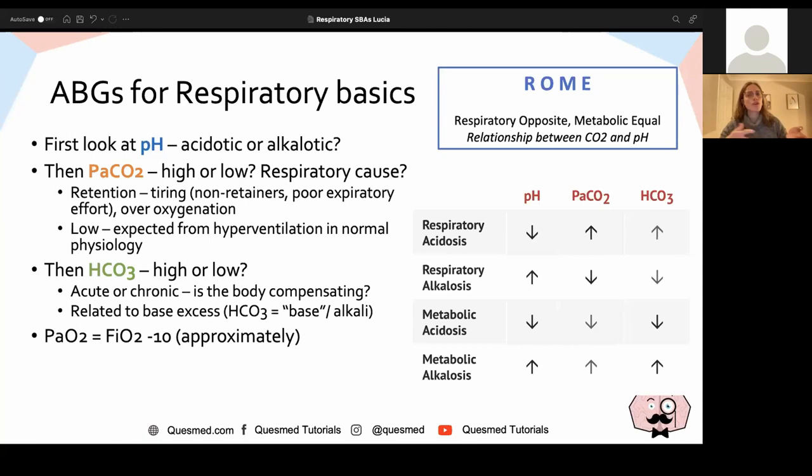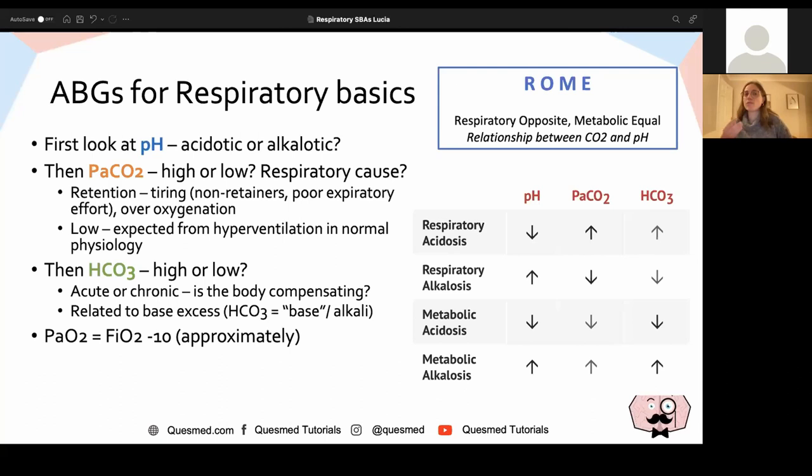Respiratory opposite, metabolic equal, which means if the pH and the bicarbonate go in the same direction, you're looking at a metabolic explanation for your acid-base imbalance.